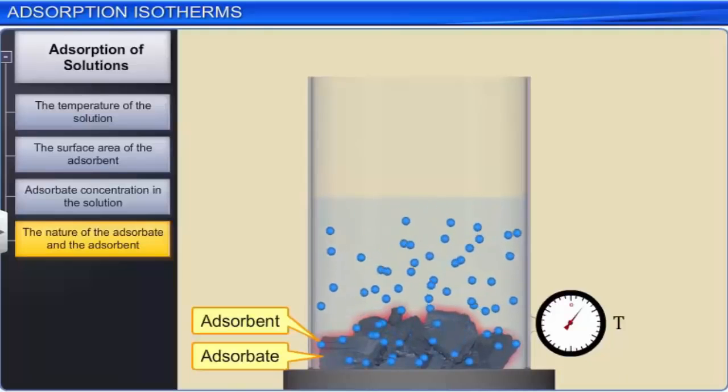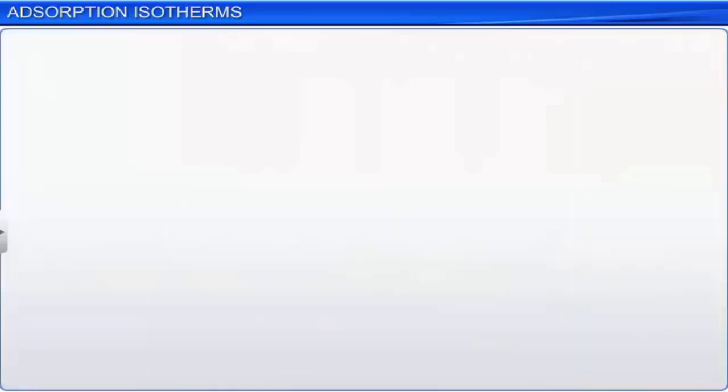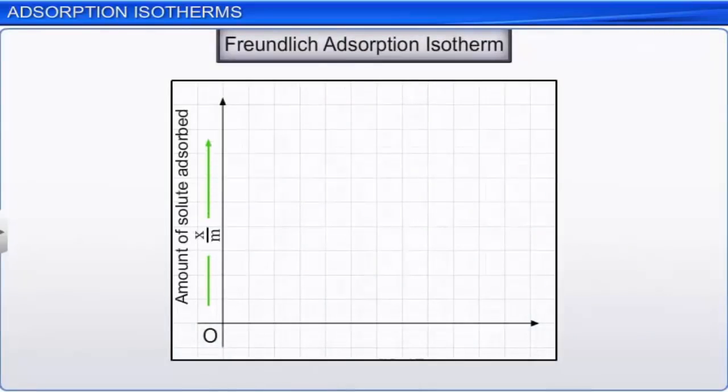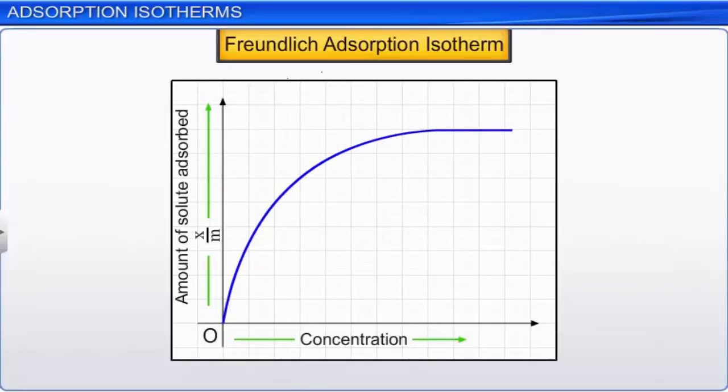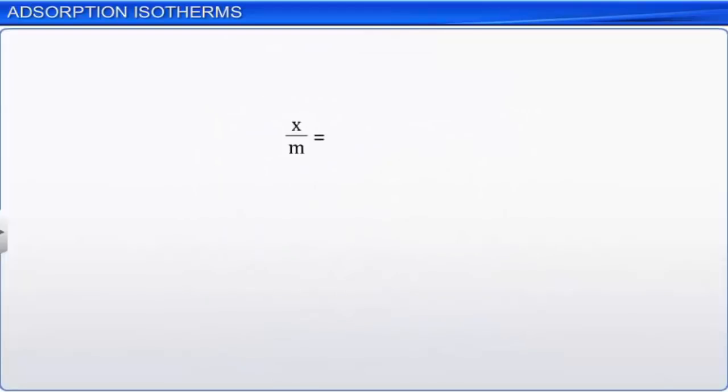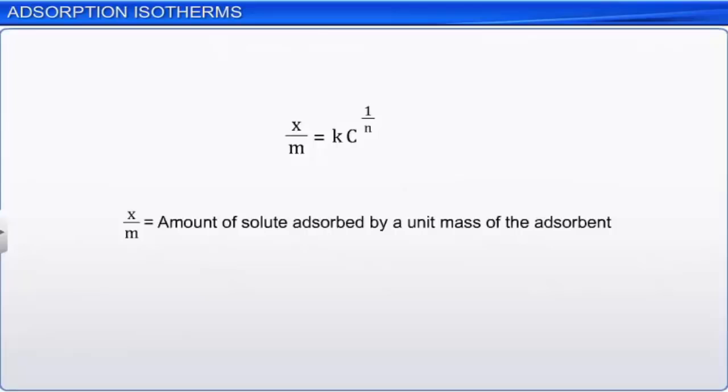Variation in the extent of adsorption with the concentration of the solute is usually represented by the Freundlich adsorption isotherm. The equation can be represented as x by m is equal to k multiplied by c to the power 1 by n, where x by m is the amount of solute adsorbed by a unit mass of the adsorbent, and c is the equilibrium concentration when adsorption is complete.